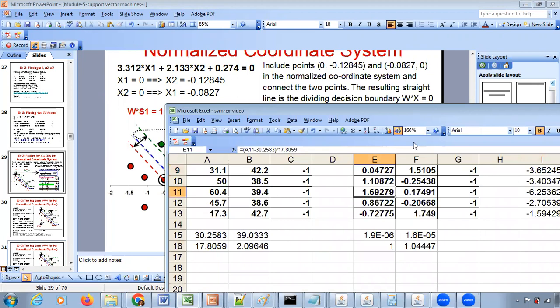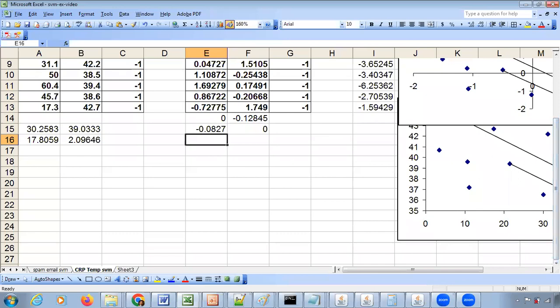So we don't need this anymore. Let me type them. So 0, negative 0.12845, and this is negative 0.0827, 0. So this is our normalized coordinate system.